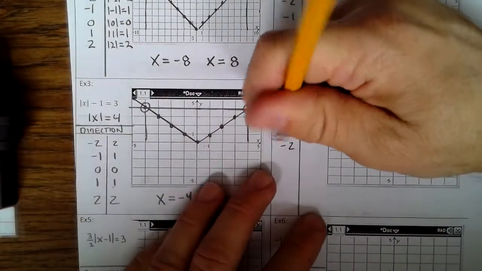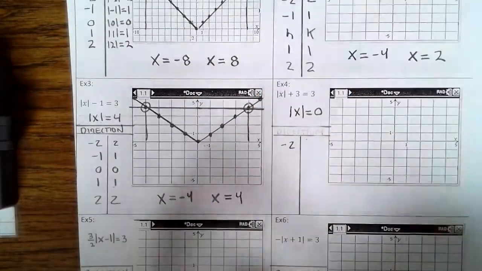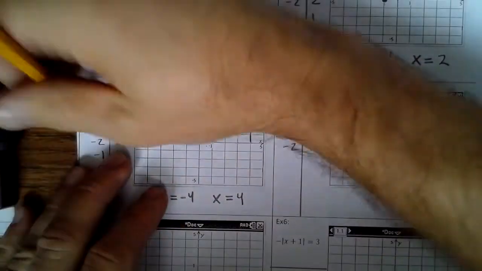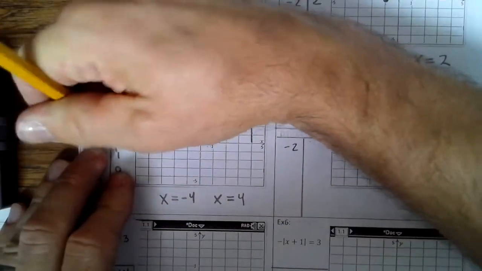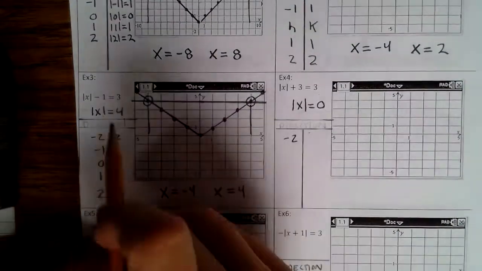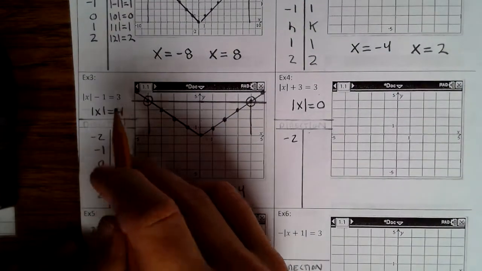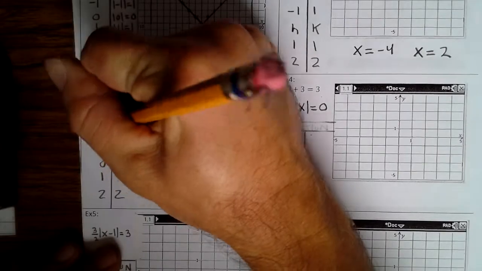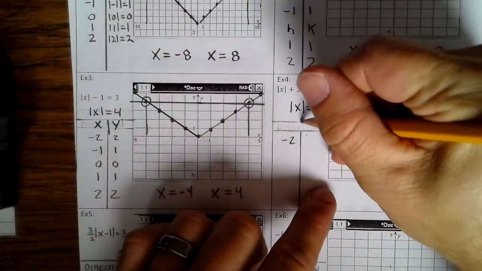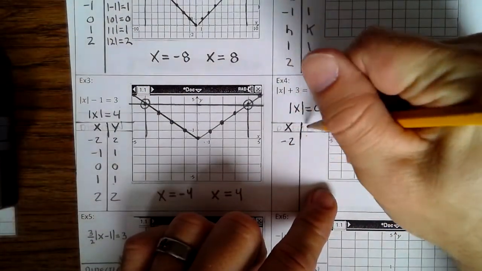And so we're now not graphing by directions. We were graphing directions, but once we isolate the absolute value, this became the parent function. So these are actual points. Same thing here. These are actual points.